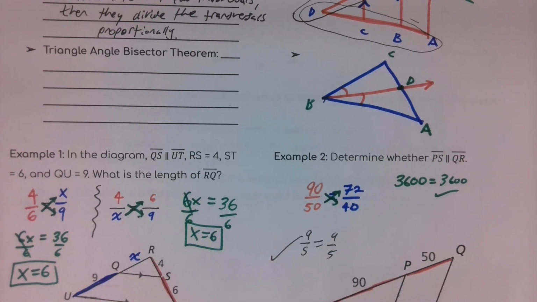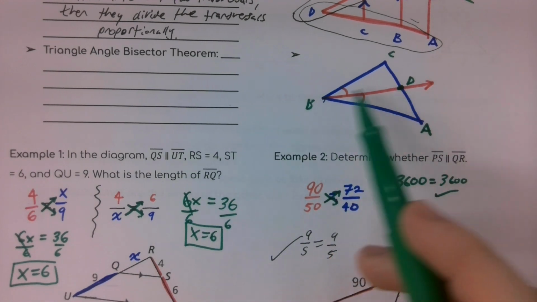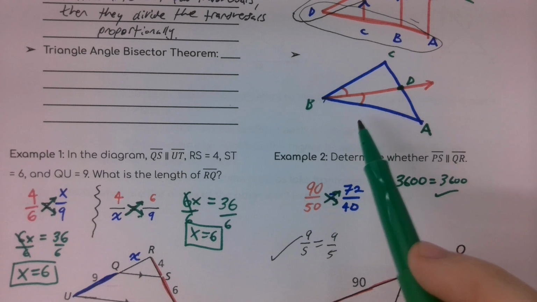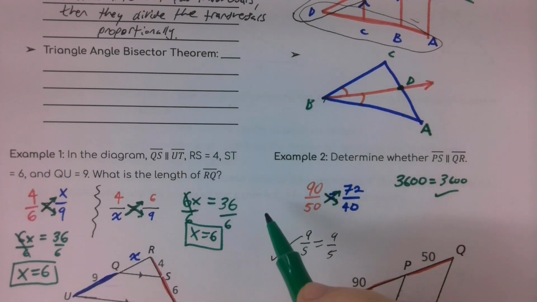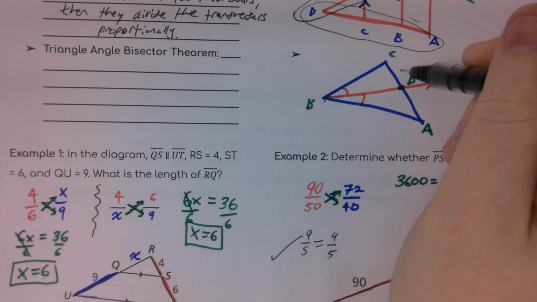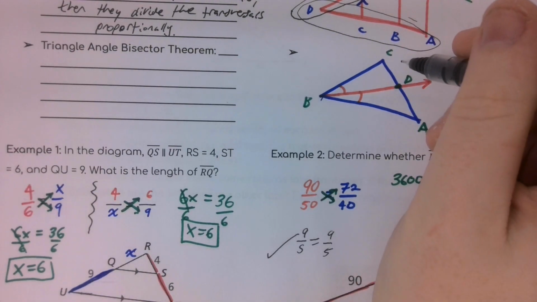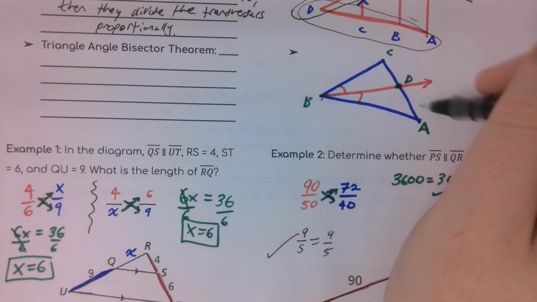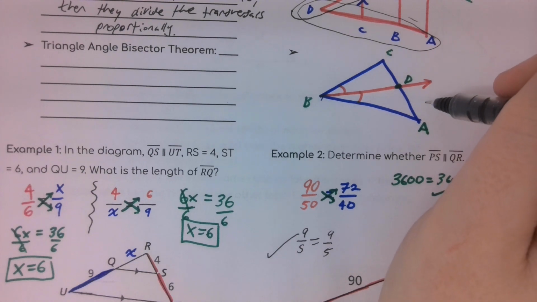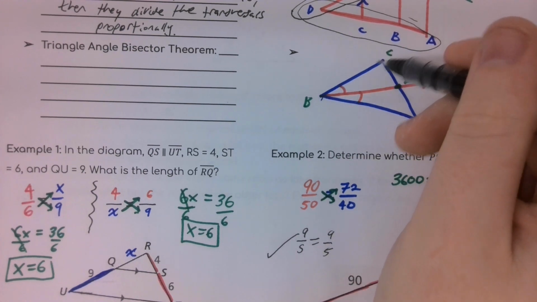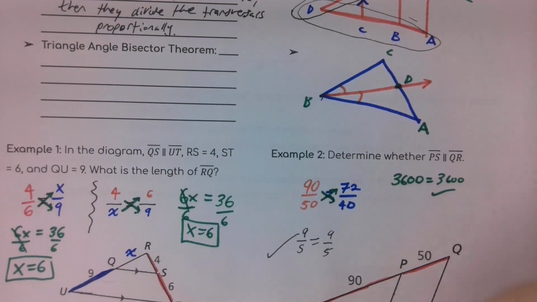The ray here is bisecting an angle, angle B. It's cutting it in half. And the rule is this. If you have a ray bisecting an angle, then the pieces of the triangle that are on the other side, like CD and DA, are proportional to the full lengths that still remain, like CB and AB.